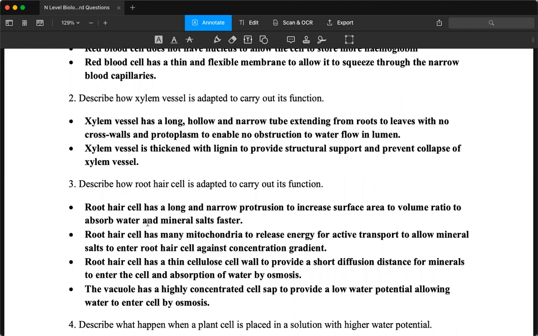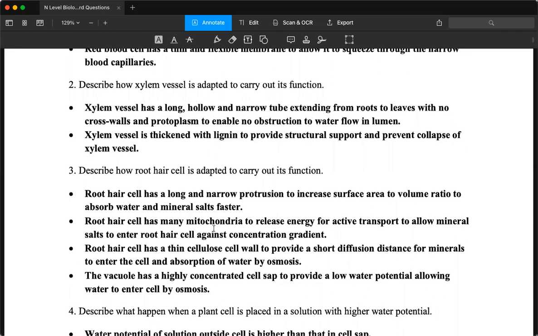Number one, you need to mention root hair cell has a long and narrow protrusion to increase surface area to volume ratio. This term is very commonly used in the biology syllabus. You will use it very often. This is not the first one and not the last one. So why does it need to increase surface area to volume ratio? That is to facilitate the absorption of water and mineral salts.